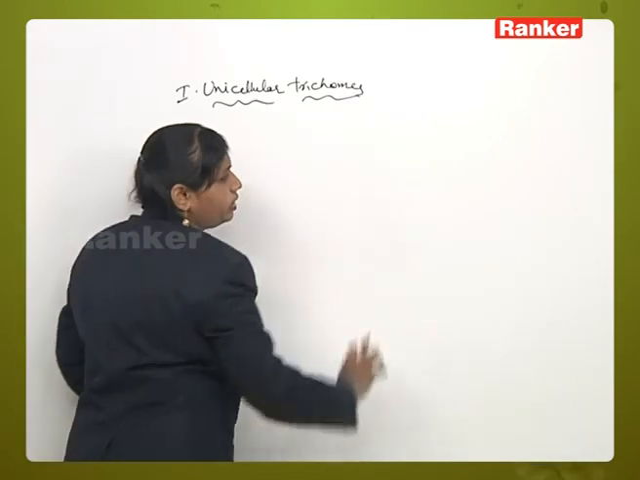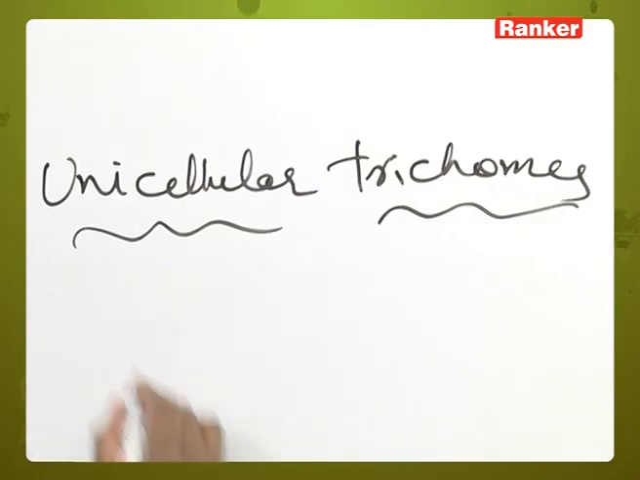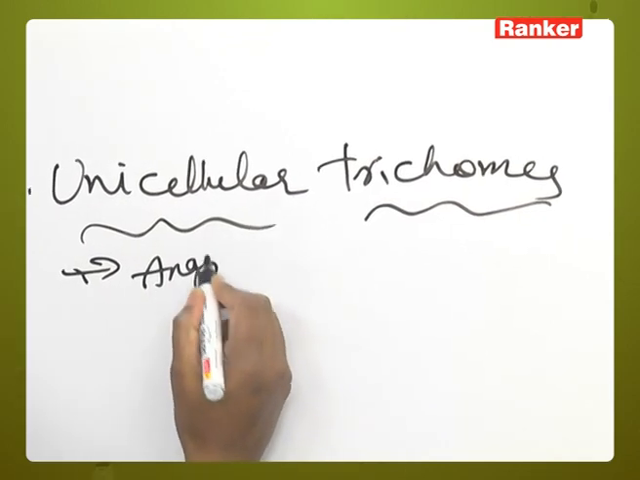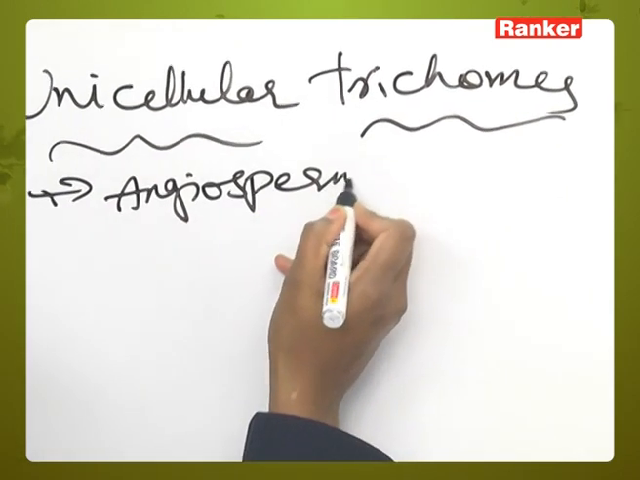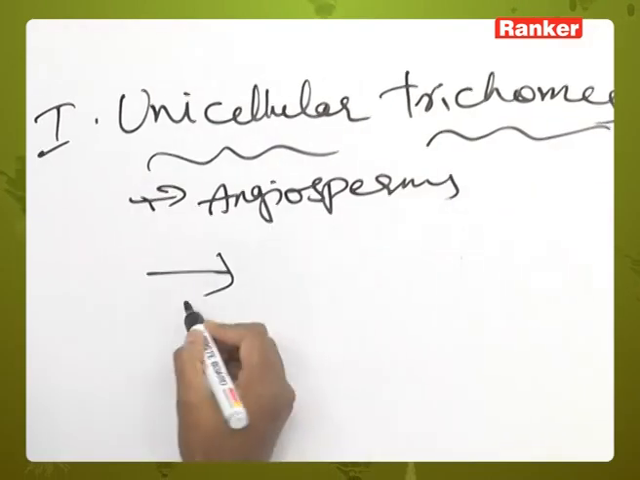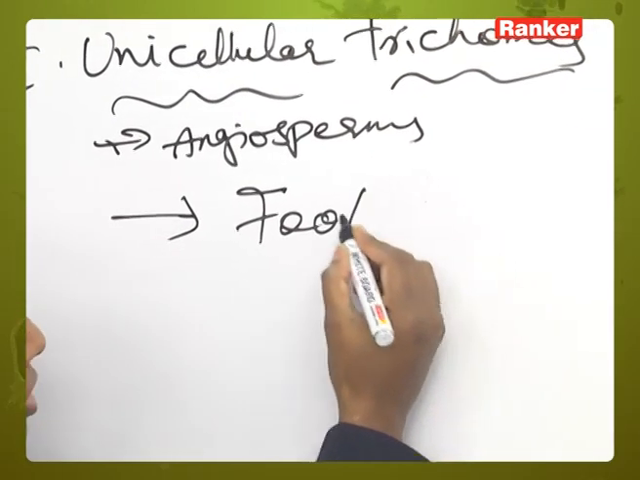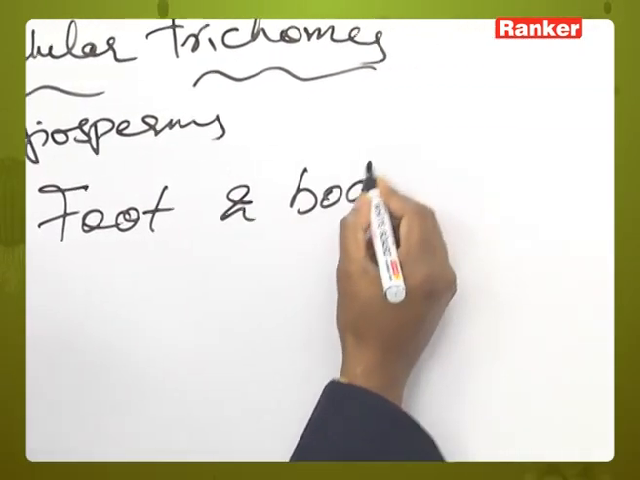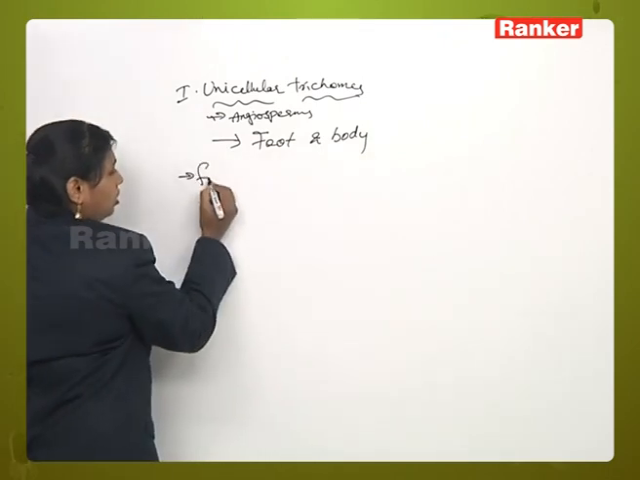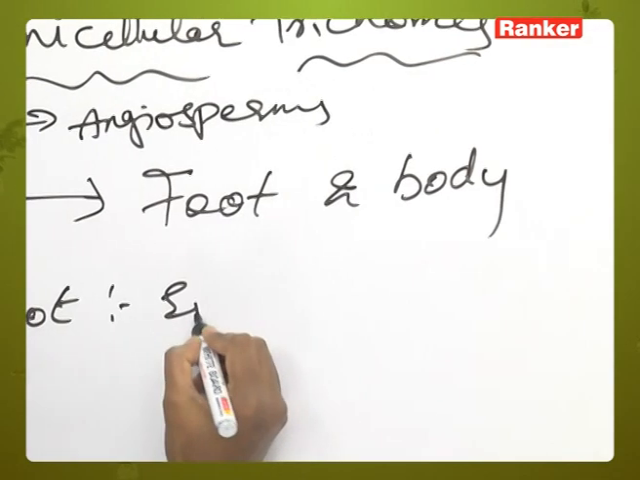Now, what are unicellular trichomes? These are normally seen in angiosperms. The unicellular trichome is divided into two parts, the foot and the body part. The foot is the structure which is embedded in the epidermis.